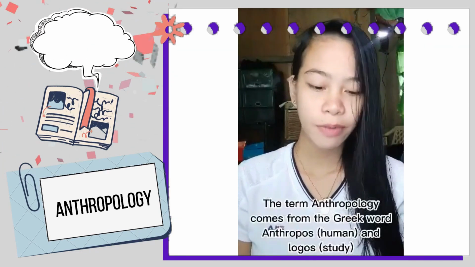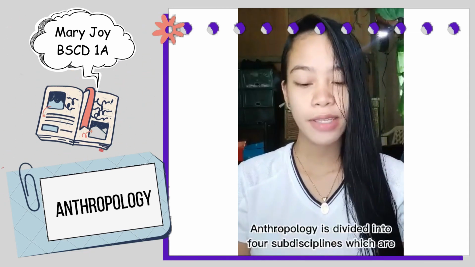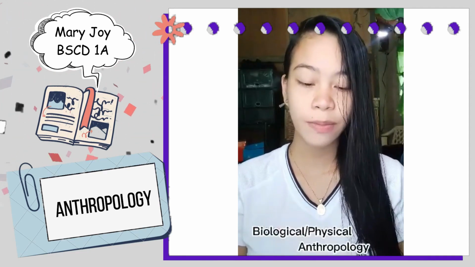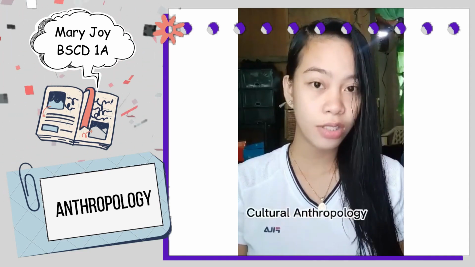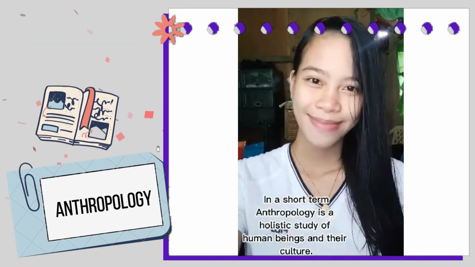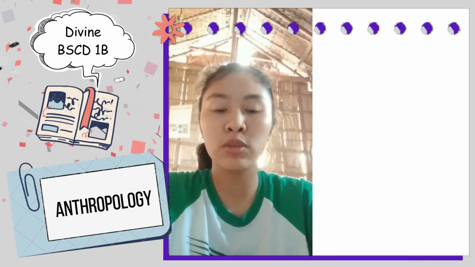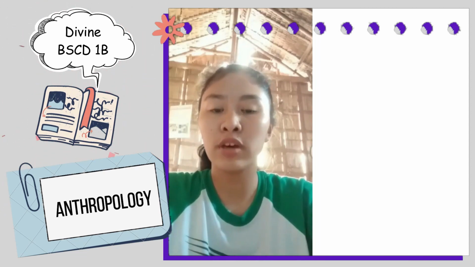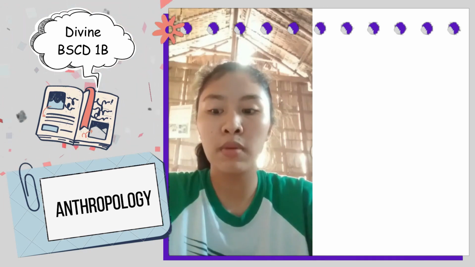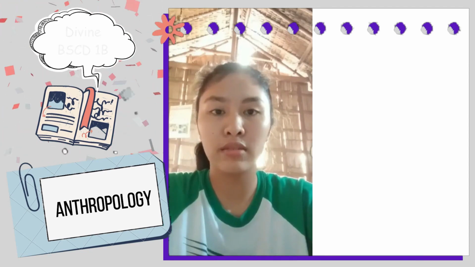The term anthropology comes from the Greek words anthropos meaning humans and logos meaning study. Anthropology is divided into four sub-disciplines which are archaeology, biological or physical anthropology, linguistic anthropology, and cultural anthropology. In short, anthropology is a holistic study of human beings and their culture. Anthropology is a study of what makes us human. They consider the past through archaeology to see how humans lived hundreds of thousands of years ago and what was important to them. They consider what makes up our biological body and genetics, as well as our bones, diet, and health.